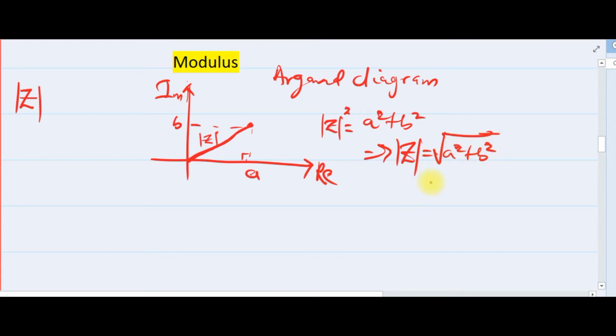So meaning the square root of the sum of the squares of the real and imaginary parts is the absolute value, the modulus or magnitude of a complex number.